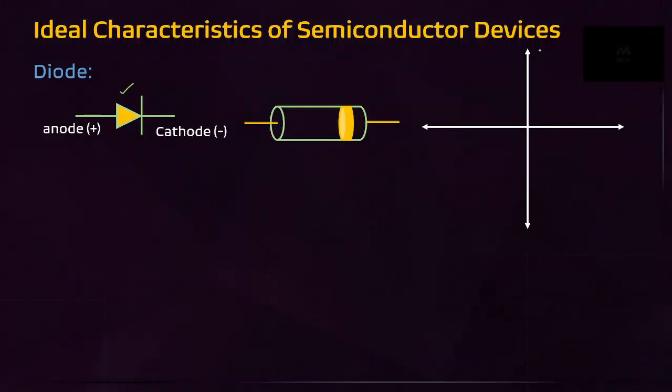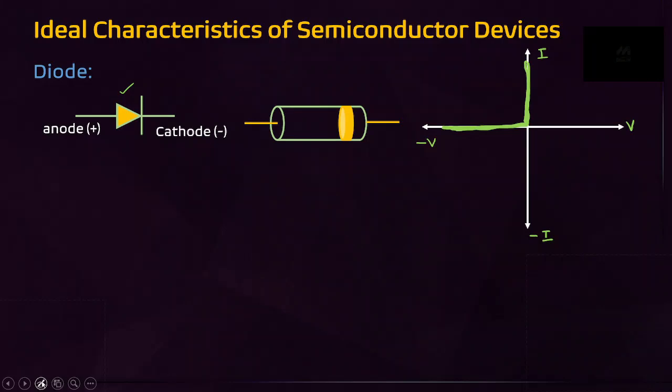In drawing of static characteristics of any device, unless otherwise specified, you have to take the current on the y-axis and voltage on the x-axis. Unless otherwise specified, you have to take it like this only. And we know that diode allows the forward current. And diode blocks the reverse voltage. These are the ideal characteristics of a diode.